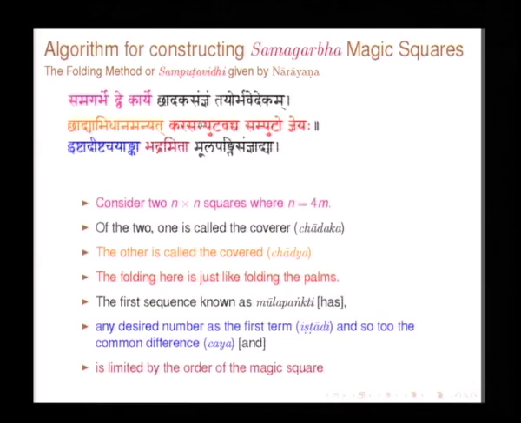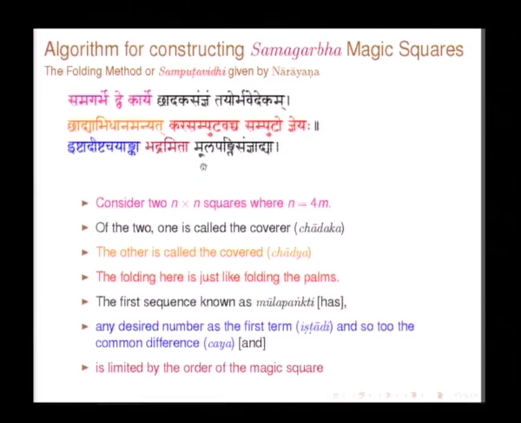One is called Chādaka, the other is called Chādya. Chādaka samyam tayoho ekam bhavet, Chādyabhidanam anyat. Chādya and Chādaka is just placing one over the other, one is the coverer, the other is covered, kind of a thing. So, this is what he says. Ishtadi Ishtachayanka Bhadramita Moola Pankti Samnyadya.